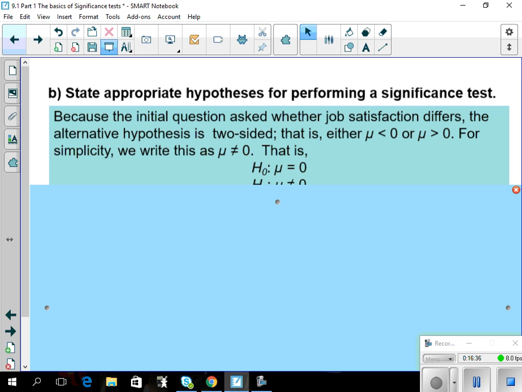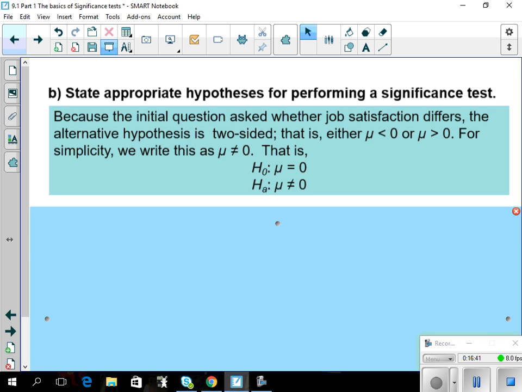Because the initial question asked whether the job satisfaction differs, the alternative hypothesis is what's called two-sided. Is it different? It doesn't say is one better than the other. That's a two-tailed test. That's a not equal to scenario. Why do you think 0 is placed there? There's no difference. No difference would be that the job satisfaction is the same for both. That's a status quo. That's the claim. Then the alternative hypothesis would be there is a difference. We're not sure which one's better, but that there is a difference.